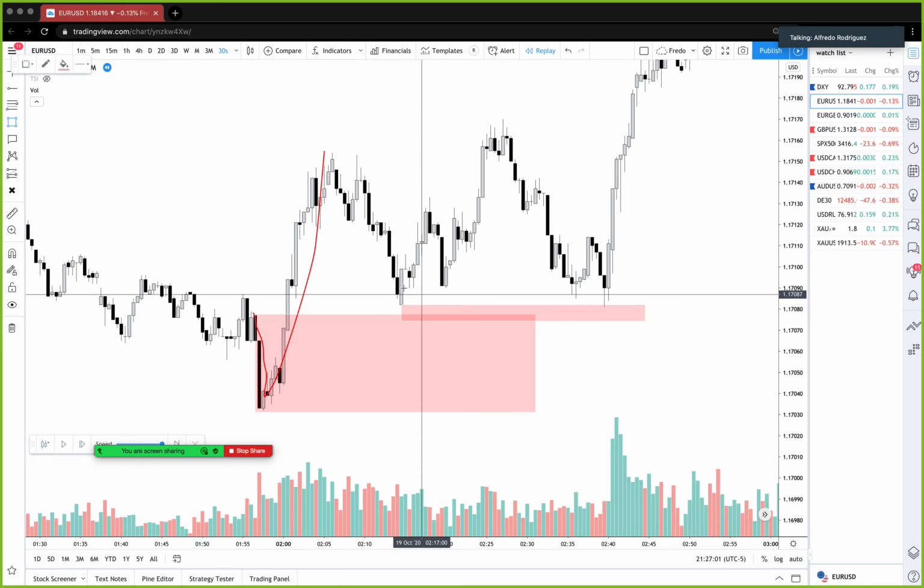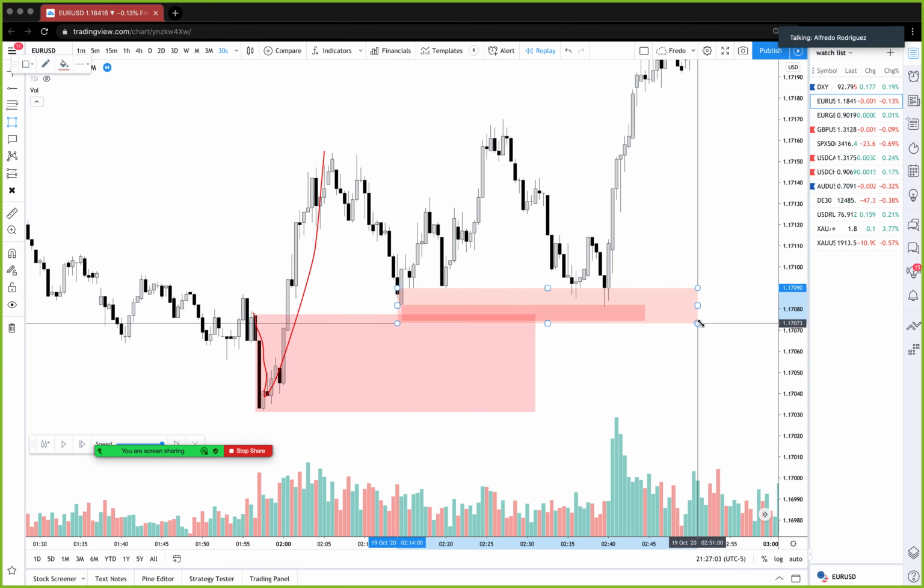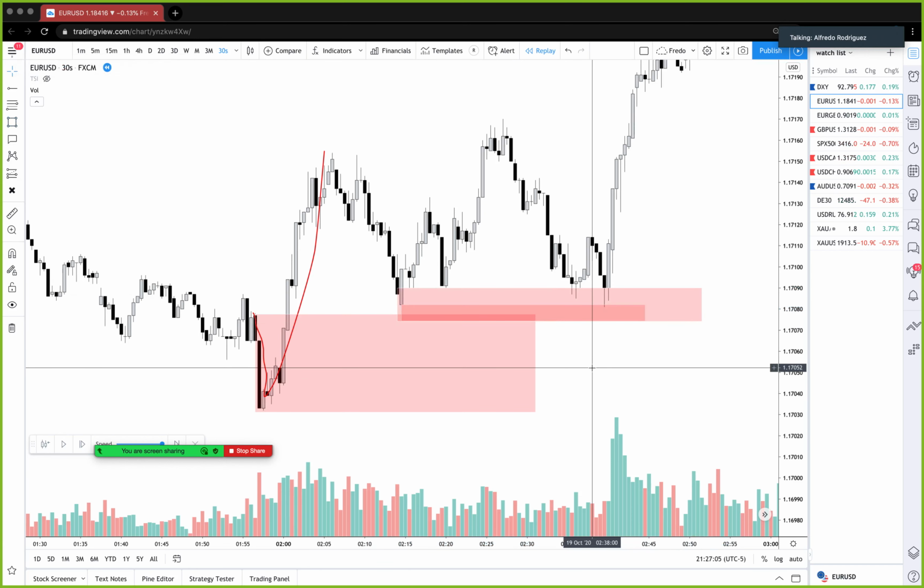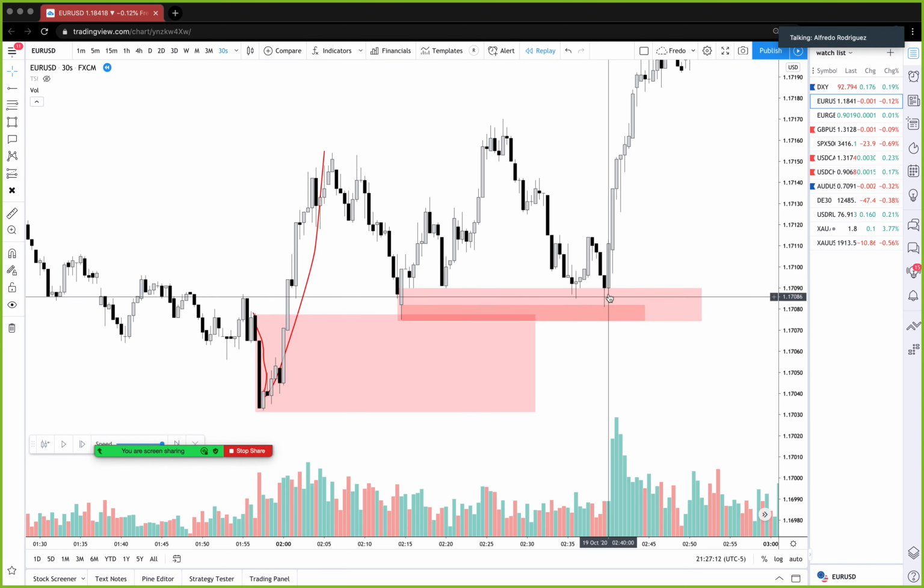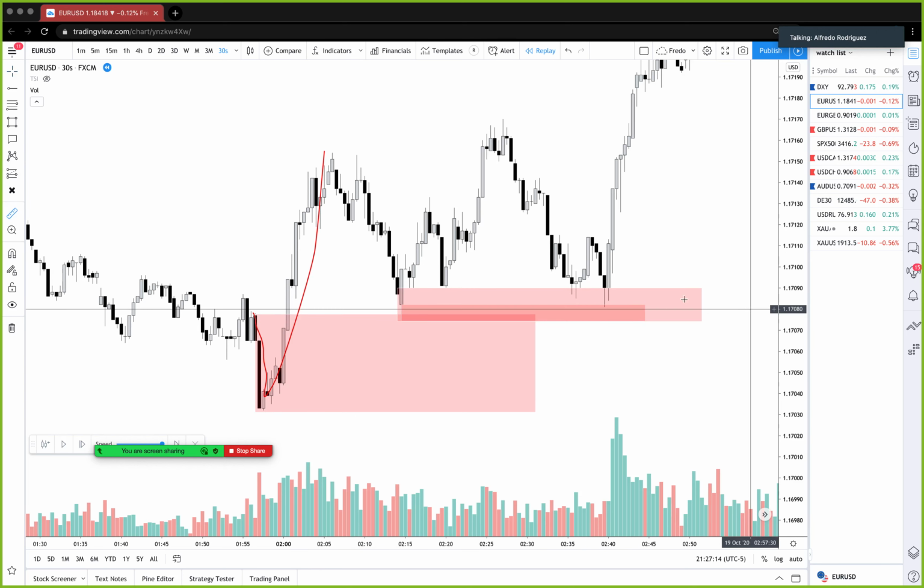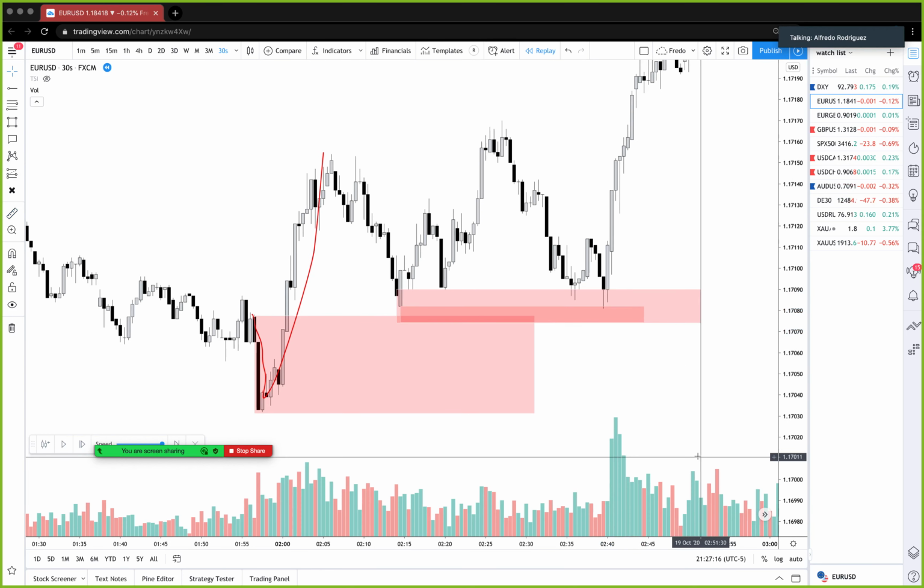So I have the entire M1 POI pointed out there, right? And I also have, right, the second potential POI here. So as long as I even tap that, right, I'm gonna take my risk, right, 2-pip stop.